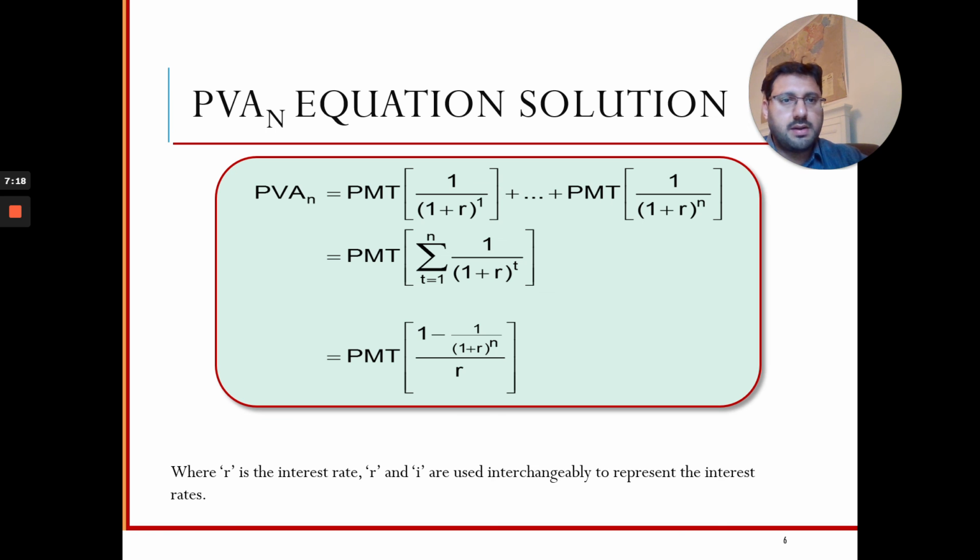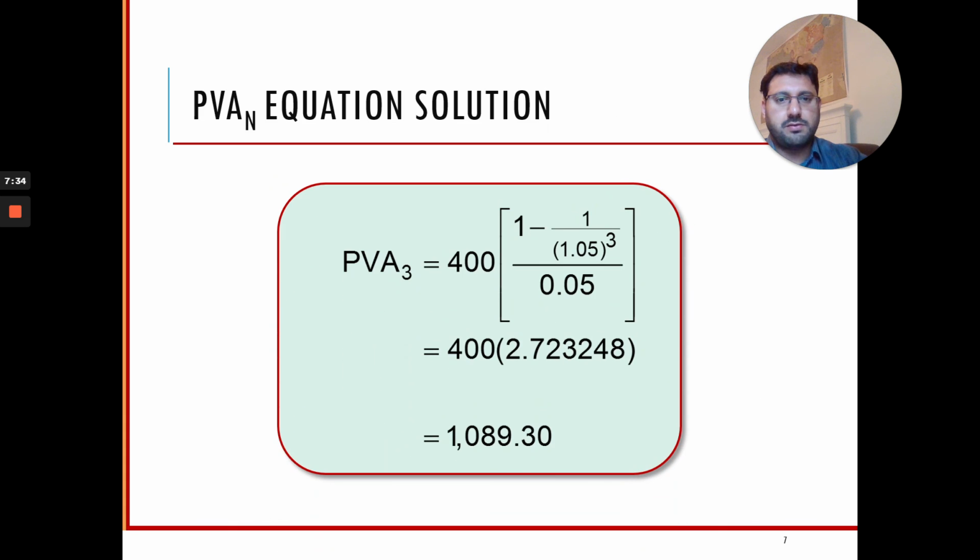So what was the R? It was 5%. So in decimals, 5% is 0.05. So you will use the 0.05 over here in R, and likewise also in the denominator over here, 0.05. What is n? It is 3 time periods. So it will be 3, right? So if you plug in those numbers, you will get 1089.30.